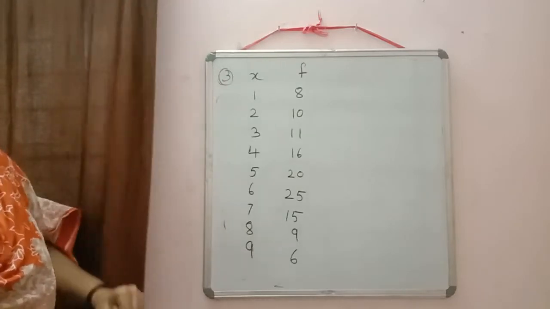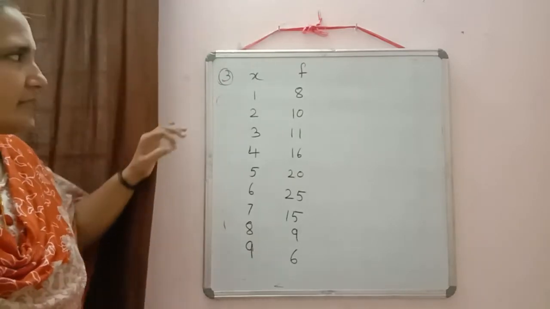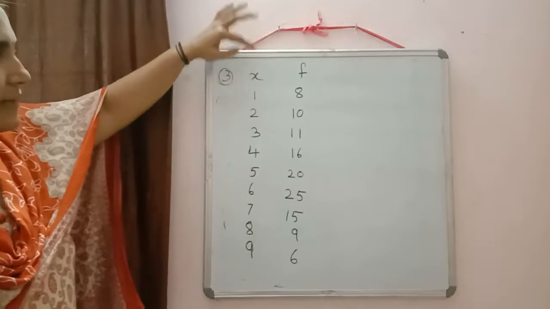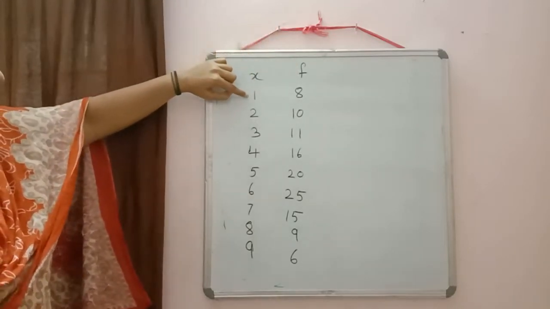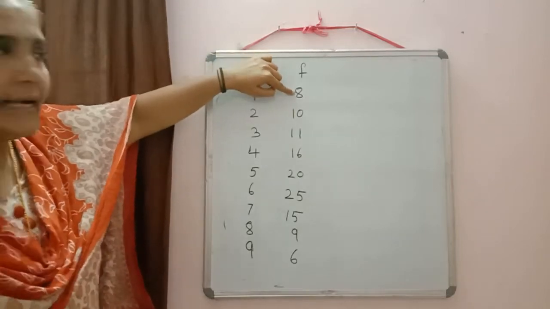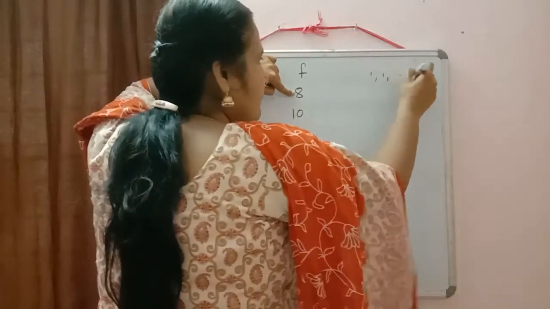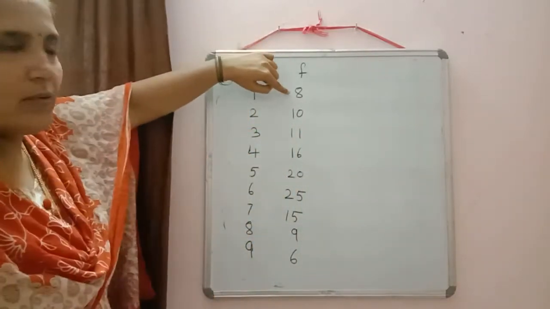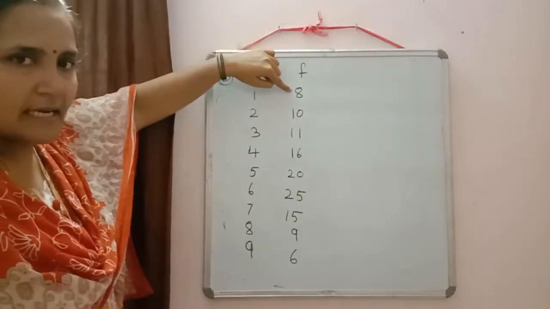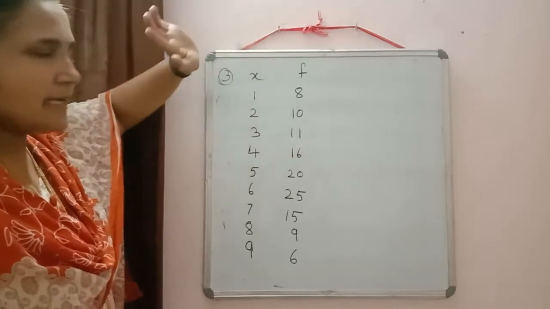Now in this question, a small difference is there. Here x is given and frequency is given. So what is the meaning of this? The number 1 is repeated 8 times. So instead of writing 1, 1, 1, 1, 1, 8 times, what did we do? We wrote its frequency. So the number 1 is repeated 8 times. 2 is repeated 10 times.